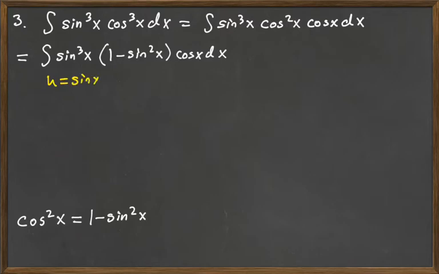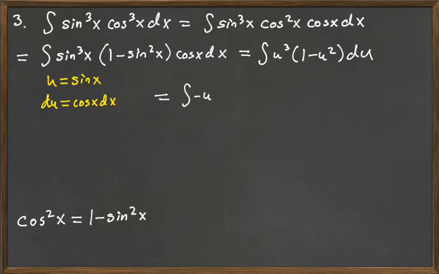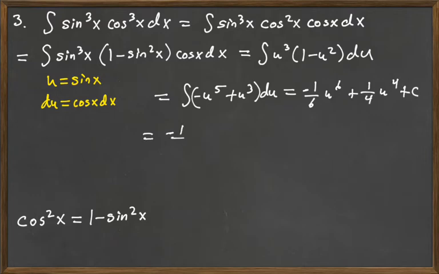u is equal to the sine. Differential du is equal to the cosine x dx. So this gives us the integral of u cubed times 1 minus u squared du. So it becomes the integral of negative u to the fifth plus u to the third du, which is going to be negative 1/6 u to the sixth plus 1/4 u to the fourth plus c. Go ahead and replace the u with the sine, so negative 1/6 sine to the sixth plus 1/4 sine to the fourth plus c.